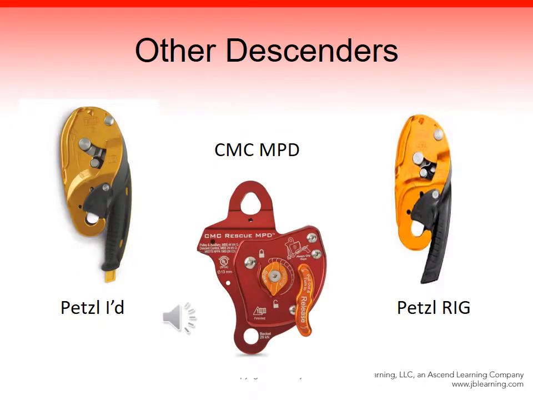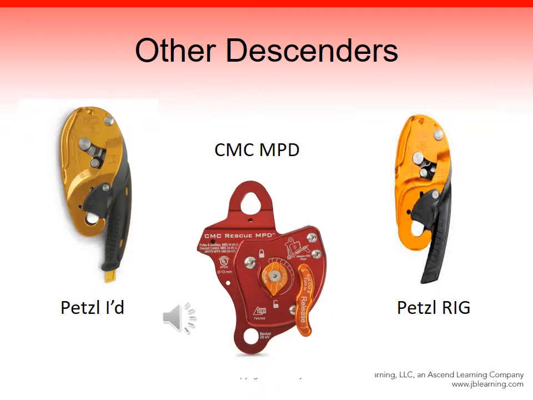There are other types of descenders out there. You'll be exposed to several of them through the class. However, your primary descent control during class will most likely be a rack bar for several reasons. 1, it's a very common piece of equipment. 2, it's very cost effective. And 3, it works well.